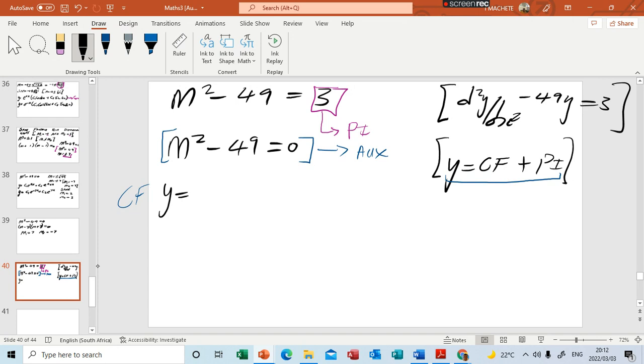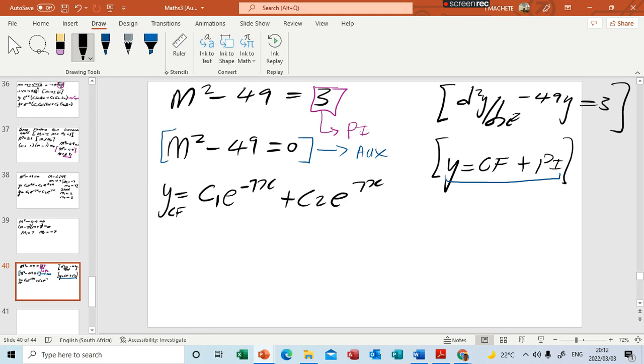So now let's find our y. This y, I'll call it ycf. That's your general solution. We're calling it general solution. So here we found c1 e to the power minus 7x plus c2 e to the power 7x. We stopped here. That's the first part, that number one.